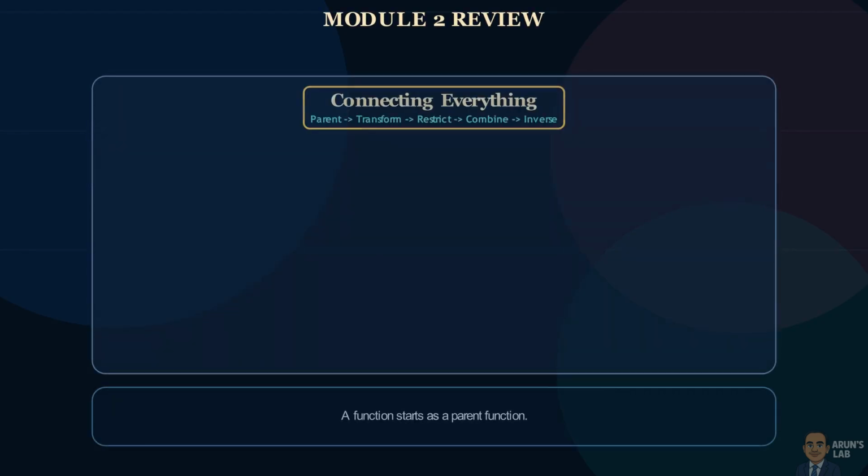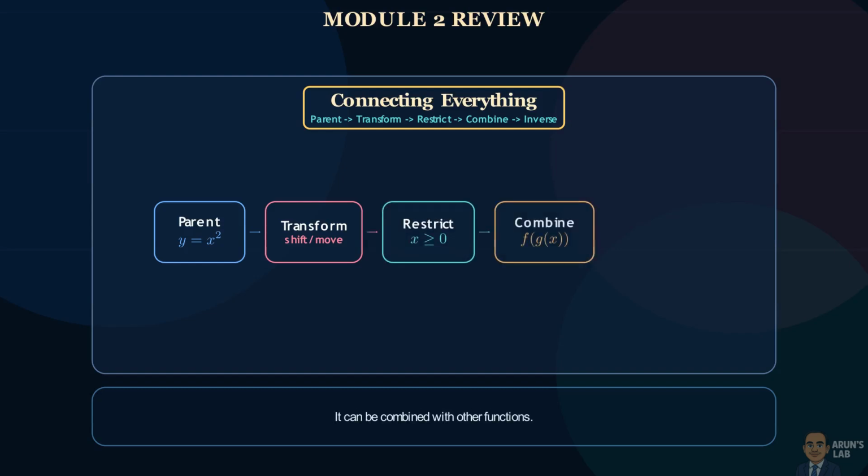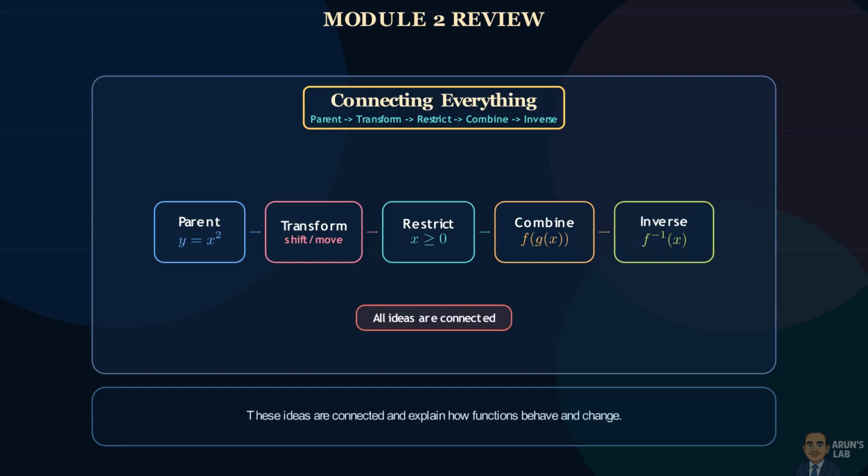Now let's connect these ideas. A function starts as a parent function, then it can be transformed. It may have domain restrictions. It can be combined with other functions, and sometimes it can even be reversed. All of these ideas are connected. They help us understand how functions behave and change.